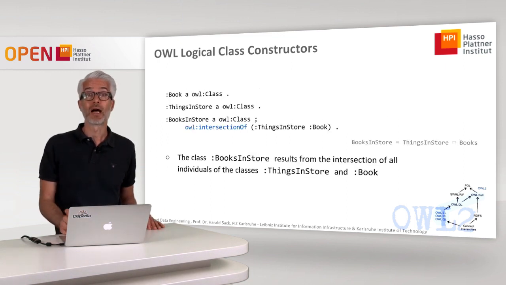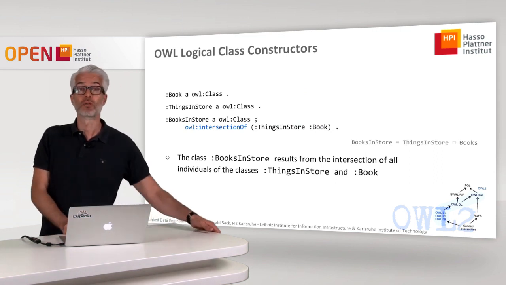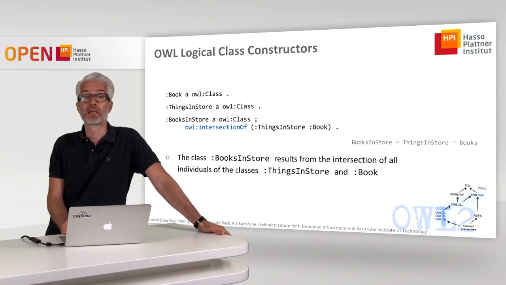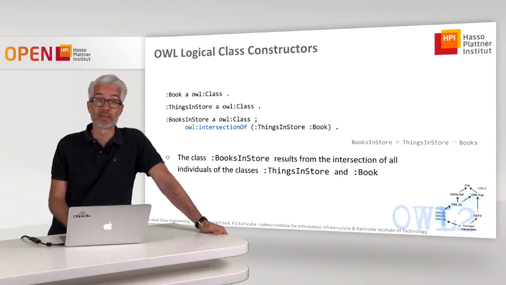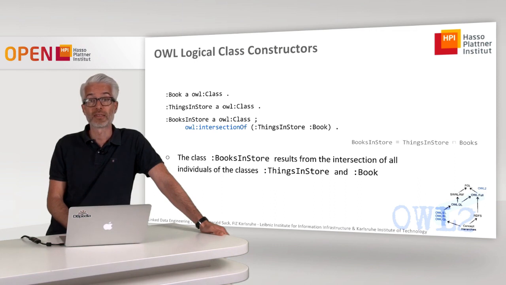Let's take a look at a few examples. First, let's start with an example. How do I define a class as being the intersection of other classes? Here in our example, we have books, which are a class, and we have things in store, which are a class. And now I define books in store, which is the class that consists of the intersection of the things that I have in store and the books.